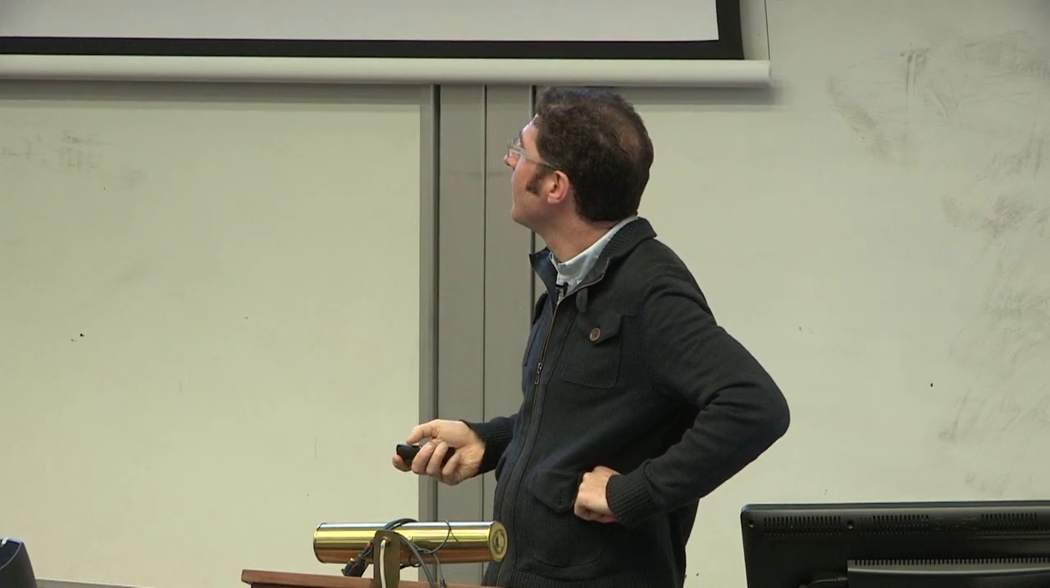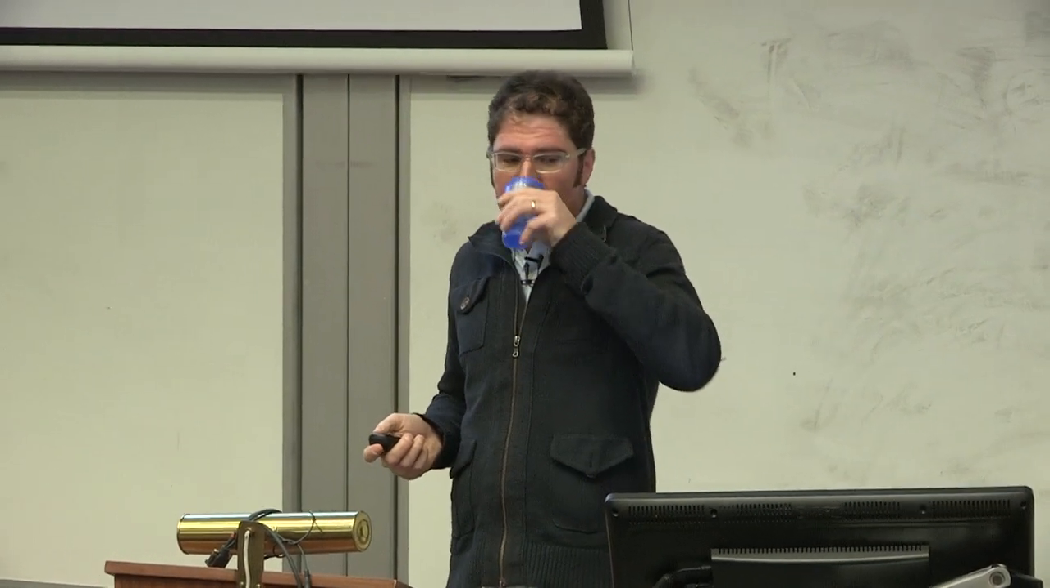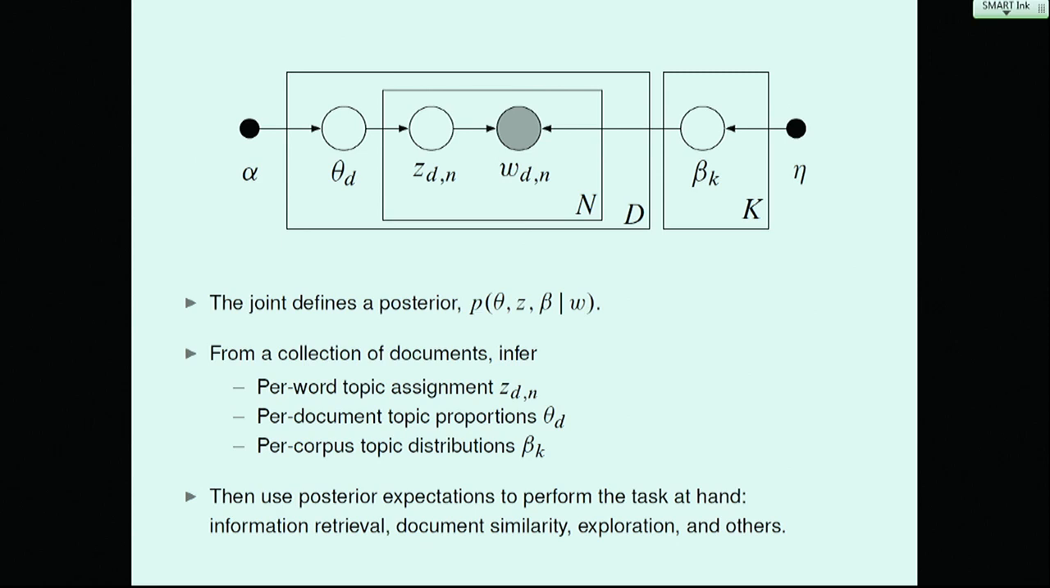Okay. So let's try to work with this graphical model. The joint distribution, I mentioned, defines a factorization of the joint distribution of this group of random variables. It defines a posterior, P of theta, Z, and beta, given W, the probability distribution of all of this hidden structure given the documents themselves.